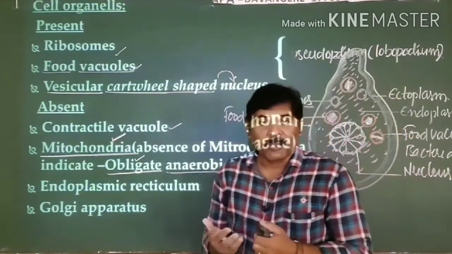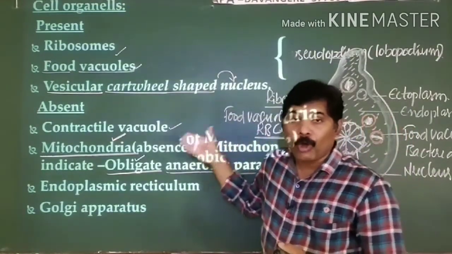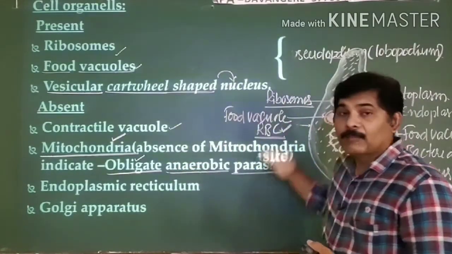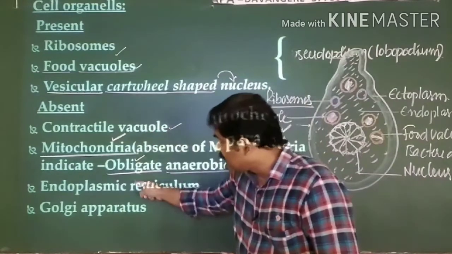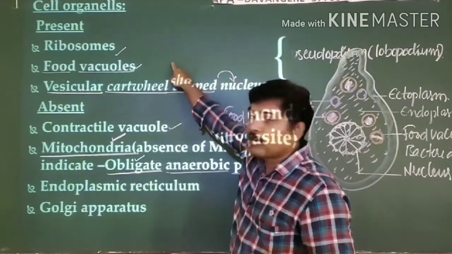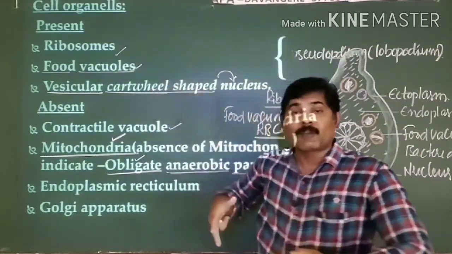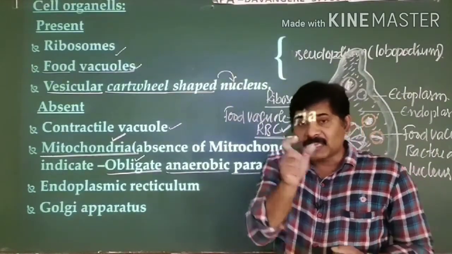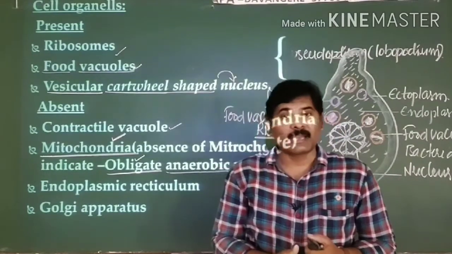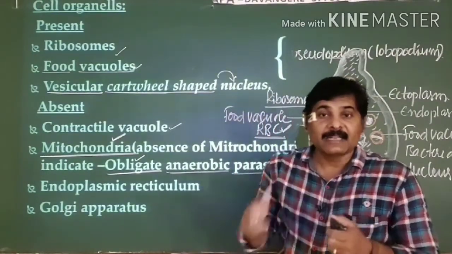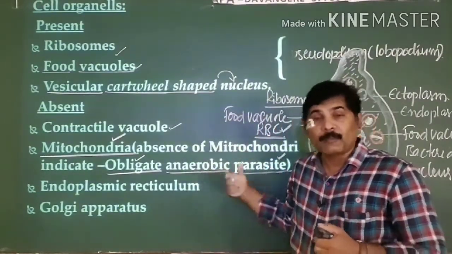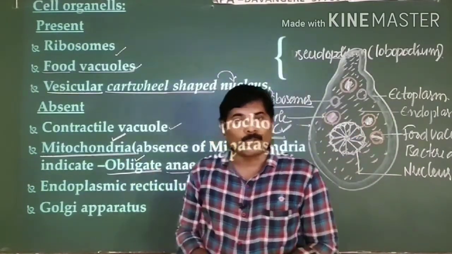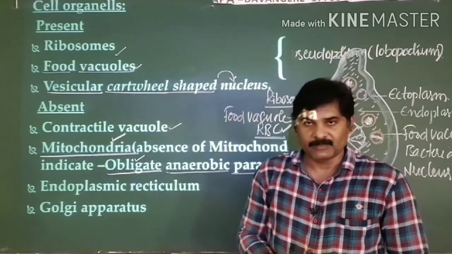So the bit may be framed in such a way: which of the following organelles is present in the Entamoeba histolytica? You can get any 3 from this list, 1 from the above mentioned list. Or else, which of the following organelles is absent in the Entamoeba histolytica? Or else, which characteristic feature of the Entamoeba histolytica indicates that it is an obligate anaerobic parasite? Then, absence of mitochondria. All these are very important bits for your medical entrance examinations.